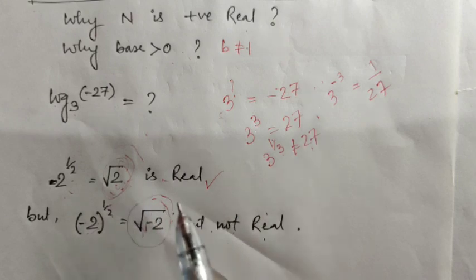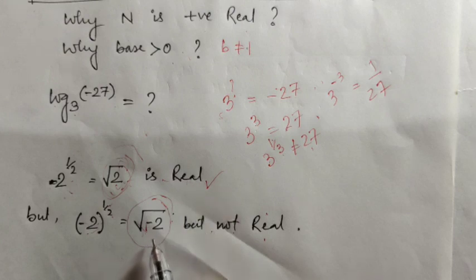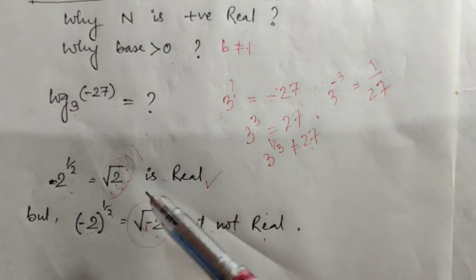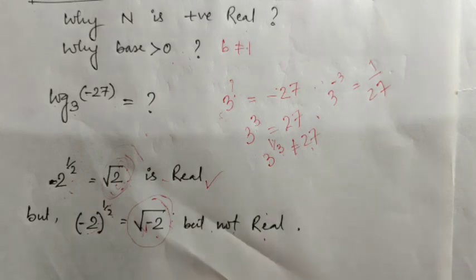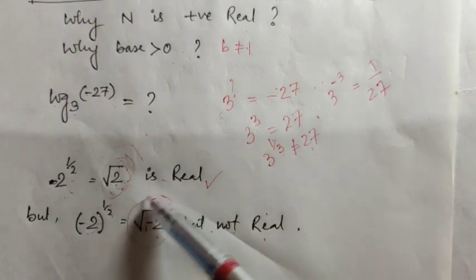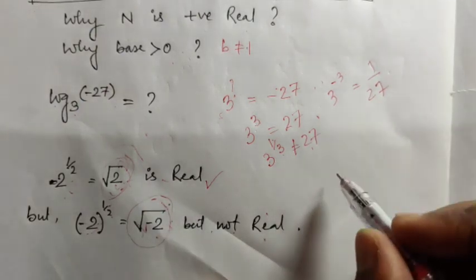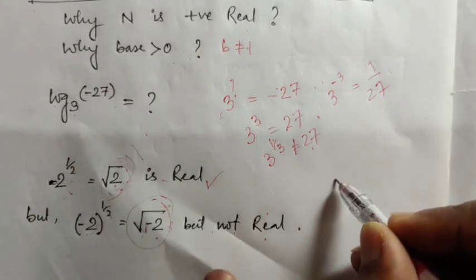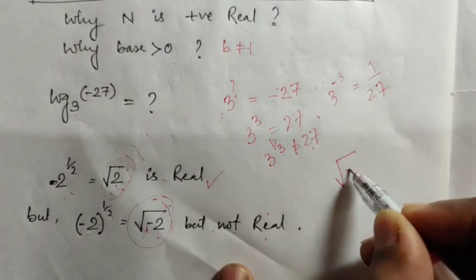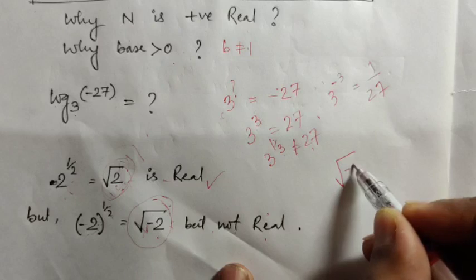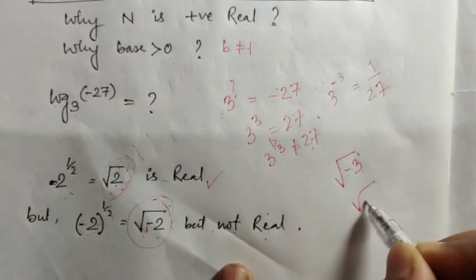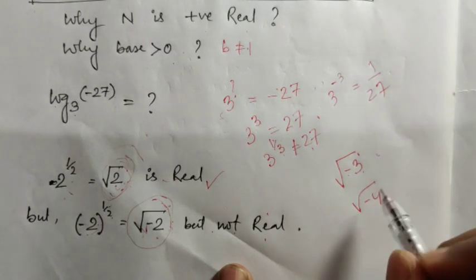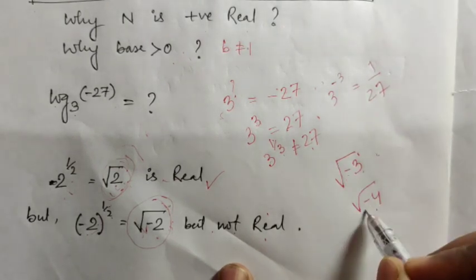Those who are in class 9 and 10, you will know why this is not a real number. This is called a complex number. And class 11 students, hopefully they know what this type of number is. This type of number is called an imaginary number. Let us give an idea. Which will be an imaginary number? Any negative root. Let's say root minus 3. This is an imaginary number. Root minus 4. All these types are called imaginary numbers. These are not real numbers.